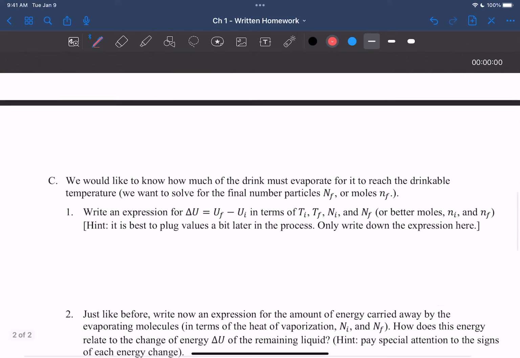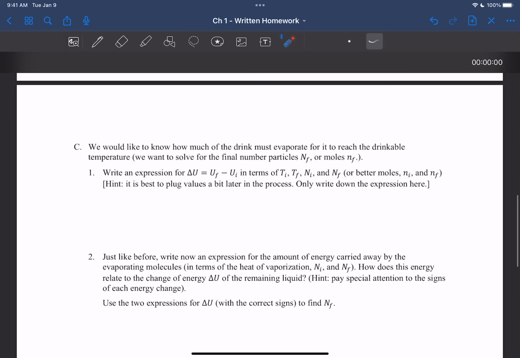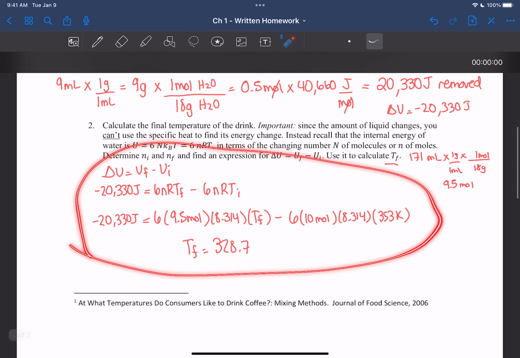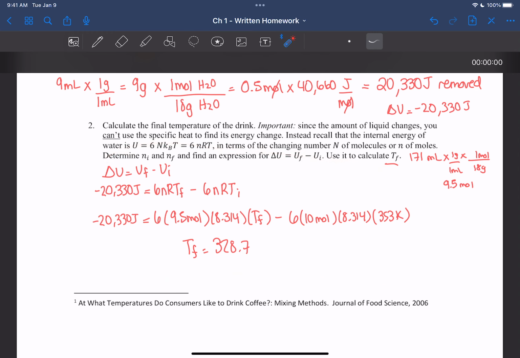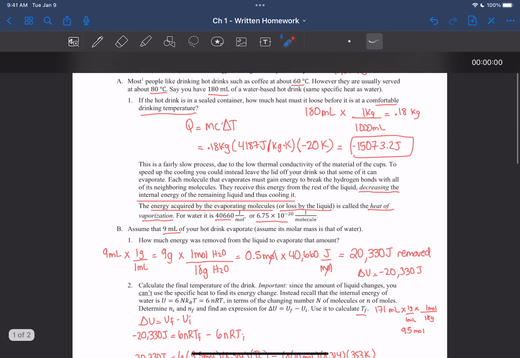All right. So now for part C, it's saying we'd like to know how much of the drink itself must evaporate for it to reach the drinkable temperature. So we're just wanting to solve for the final number of particles, NF, or moles, little n there. It's kind of a rehash of this stuff, but instead of finding the final temperature, we're finding the number of moles to get to a final temperature of that 60 degrees Celsius or that 333 Kelvin.